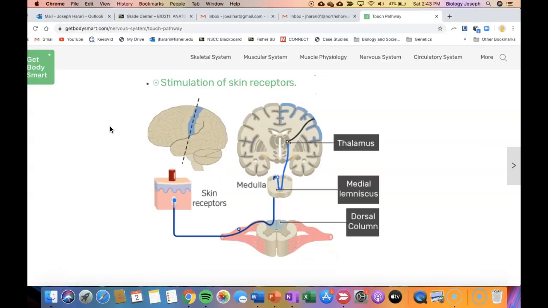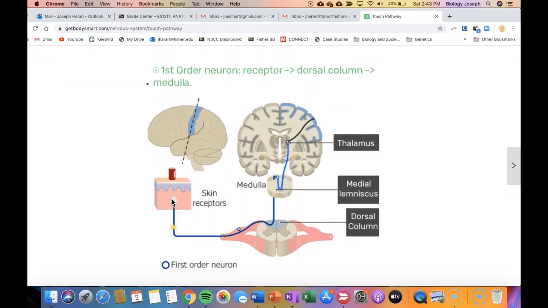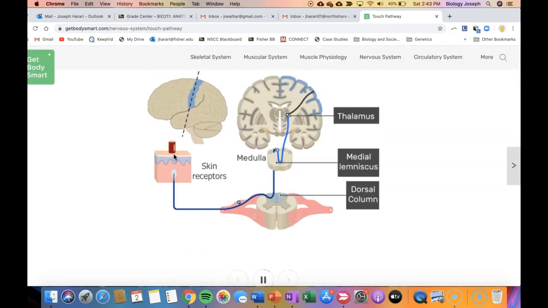So here I am at the Get Body Smart website. And I just want to illustrate the three steps to the touch pathway. This is showing how a receptor in the skin signals to the brain that it's been touched, and how the brain projects that back so that we are actually aware that our skin has been contacted. So the first step is we have a sensory neuron. This is our first order neuron. The sensory receptor is the first order neuron in the skin, and in response to contact, if I'm pressing down on the skin, that sensory receptor will be activated.